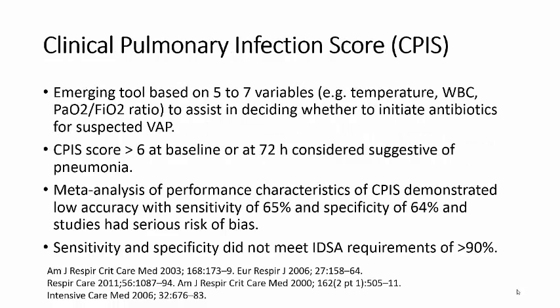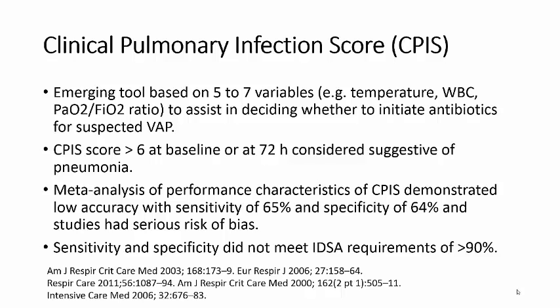What about the CPI score? It's just a clinical score involving different parameters such as temperature, WBC, PaO2/FiO2 ratio, something like that, to assist in deciding whether to initiate antibiotics for suspected VAP. The CPI score, if it's greater than 6 at baseline or 72 hours, was considered suggestive of pneumonia. But the meta-analysis performance characteristics were sensitivity 65%, specificity 64%, so it did not meet the IDSA guidelines.